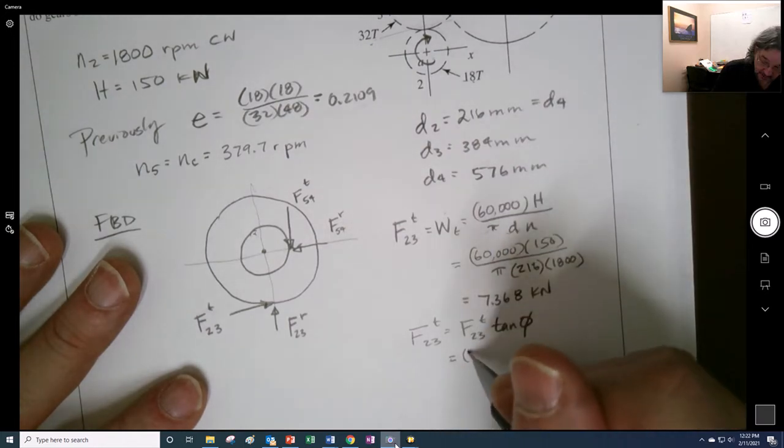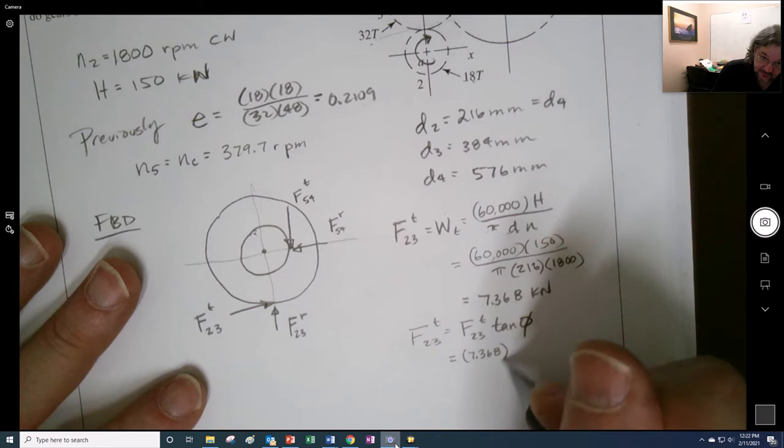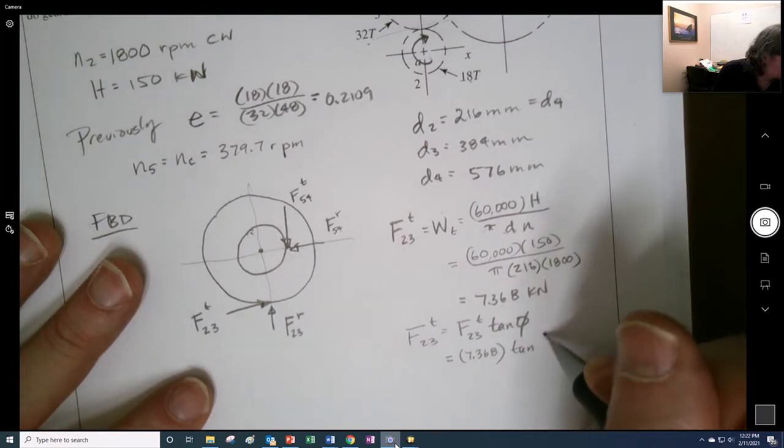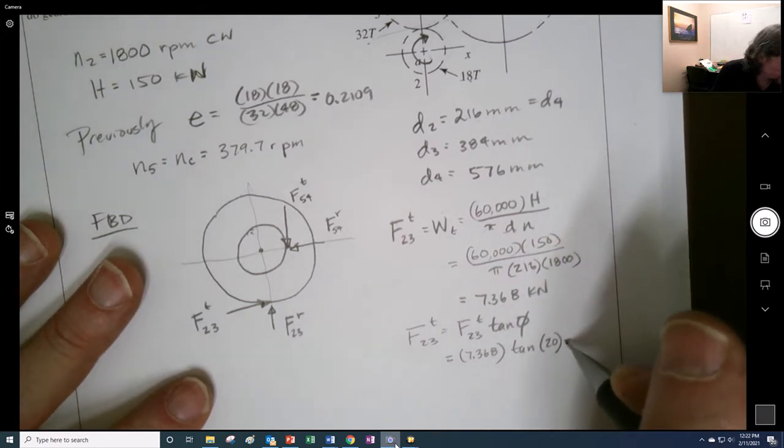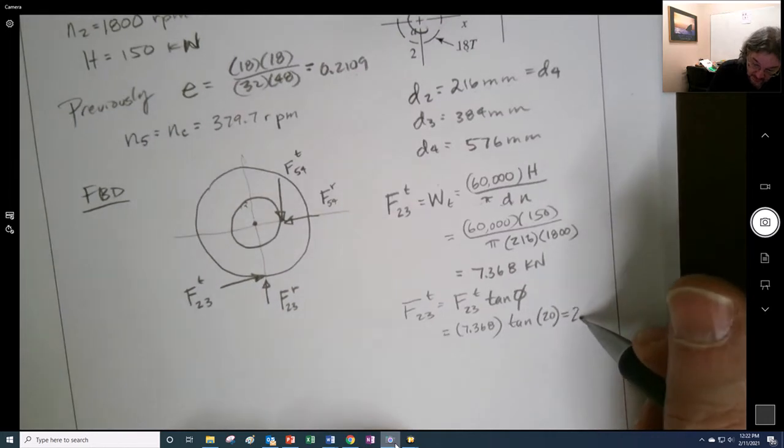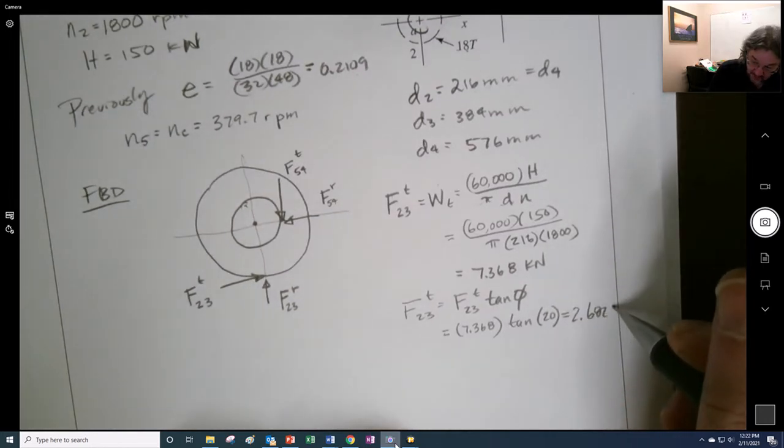And so if we do the 7.368 times the tangent of 20 degrees, we get 2.682 kilonewtons.